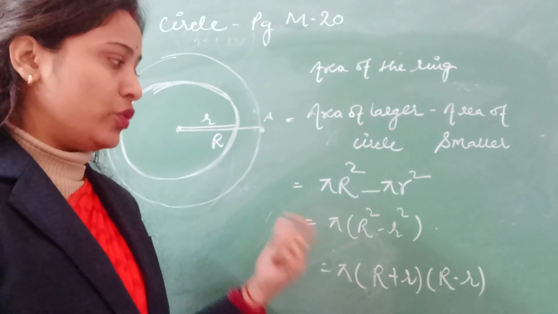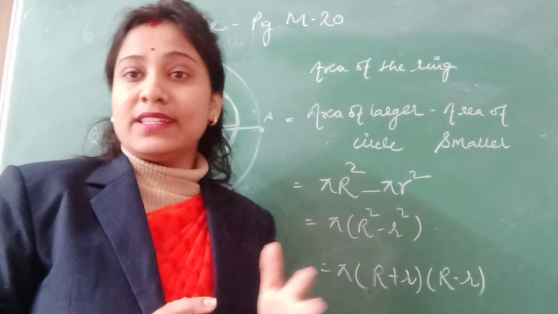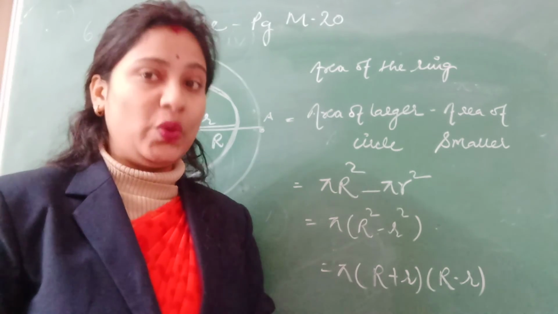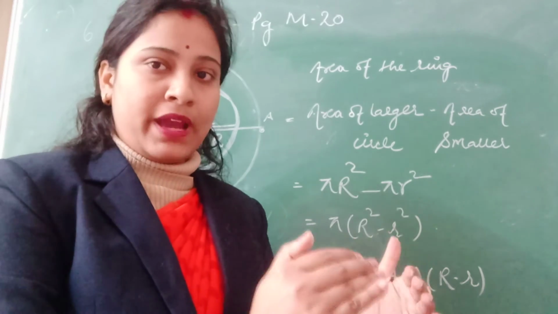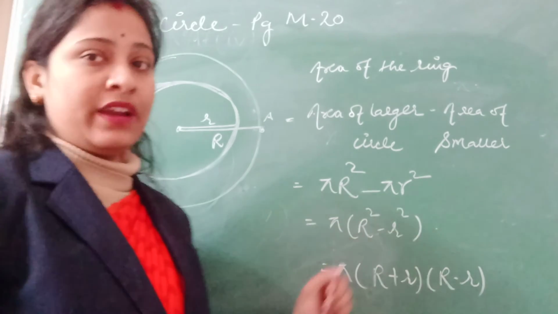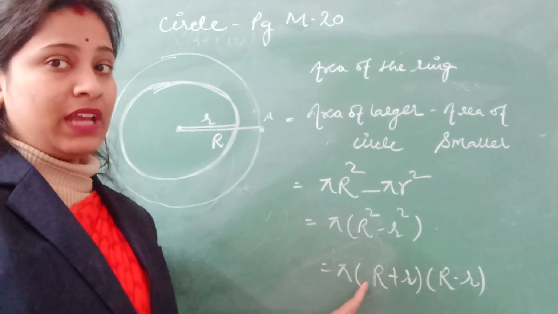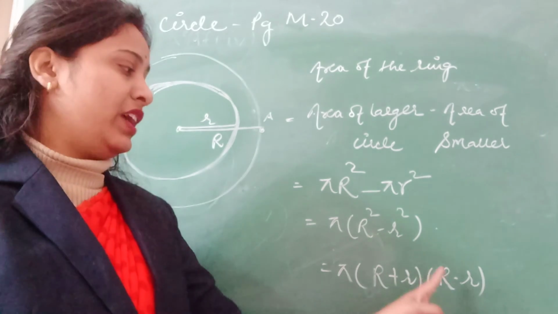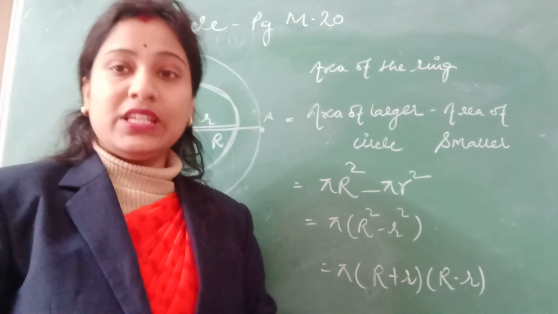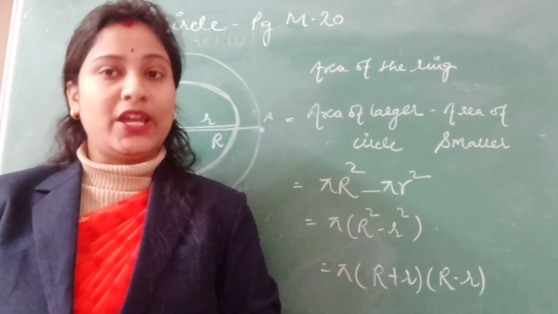And then by using identity, a square minus b square. So what does the identity stand for? A square minus b square is equal to a plus b, a minus b. So capital R square minus small r square will be equal to capital R plus small r, into capital R minus small r, multiplied by pi. So this is how you are going to calculate the area of the circular ring.